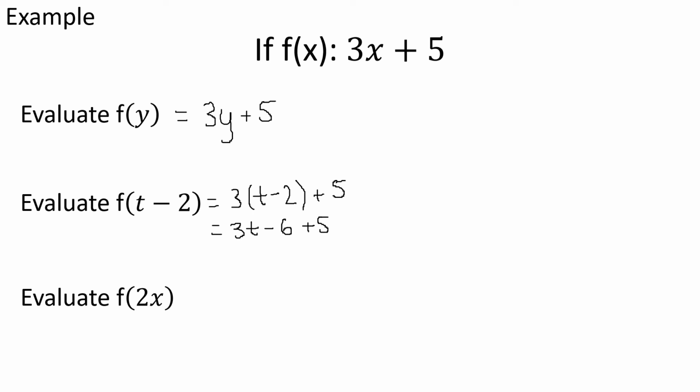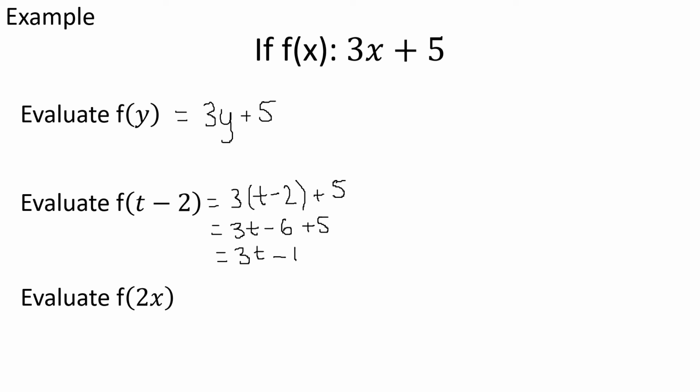Don't finish there because we can collect our terms of the minus 6 and plus 5. So we're left with 3t minus 1. Stop there because we can't collect any more terms and we can't simplify. Next example. So we've got the function when it's 2x.